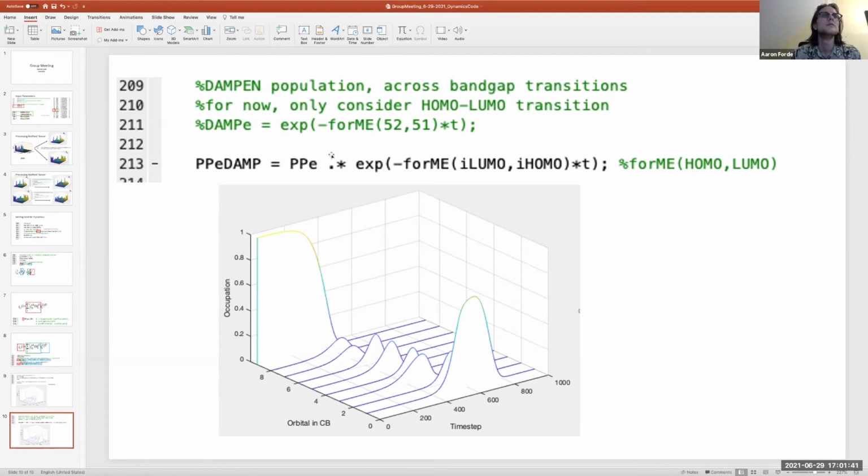I have just been multiplying these PPE populations by a single exponential decay, which comes from the HOMO-LUMO positions of the RRR file. But the main takeaway is, instead of this LUMO orbital increasing all the way to 1, it increases and then starts to decrease at some time. And yeah, that was the last slide I have.